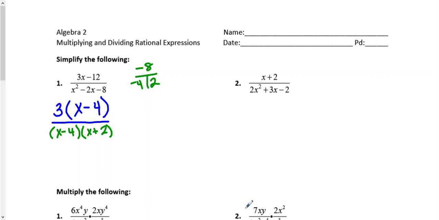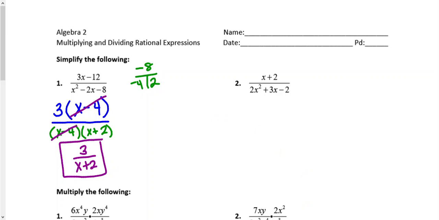Now that I have factored everything, I look to see, is there anything exactly the same that I can cancel out? In this case, yes, I have an x minus 4 and an x minus 4. I can cancel them out because they are exactly the same. One is on the top of the fraction and one is on the bottom. So then I'm left with 3 on the top over x plus 2. And that would be my final answer.